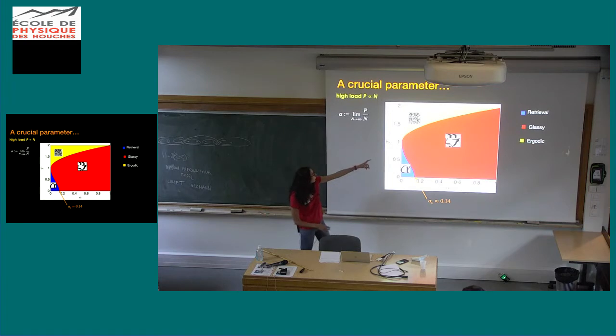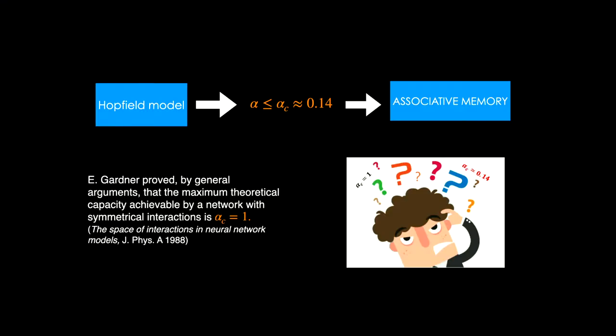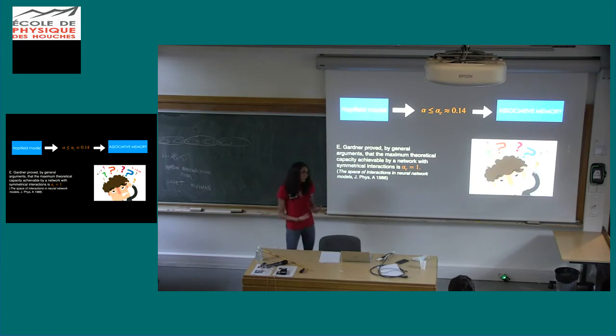And there is this huge part here, the red one, where complexity prevails, and we found a mixture of stored patterns. And I want to stress this point here that occurs when T is equal to 0, that is alpha equal to 0.14, the upper bound of the load. And why this? Because in the late 80s, Elizabeth Gardner proved by a general result that the upper bound for a network with symmetrical interaction, like the Hopfield one, is alpha equal to 1.